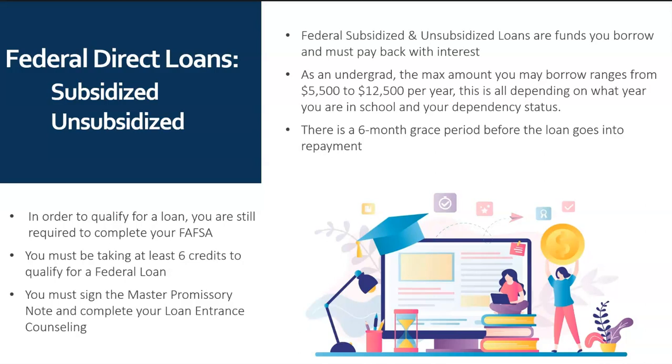If you are interested in a loan, you are still required to complete your FAFSA. We cannot process a loan application without you having a FAFSA on file. You must be taking at least a minimum of 6 credits in order to qualify for a federal loan. You must sign the master promissory note and complete your entrance counseling. Once you have completed all these steps, we will be able to go ahead and process any loan requests and applications you may submit.